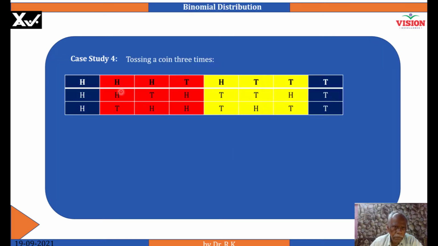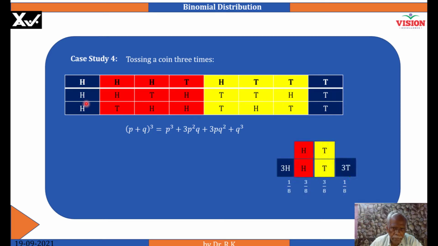Okay. Now, case study 4. Tossing a coin 3 times, it will be like this. And I'm going to use the same binomial expansion, (P plus Q) whole cube. So the probability of 3 heads falling is P cubed, 0.5 into 0.5 into 0.5, that is 1 by 8, 0.125. Similarly, the probability of 3 tails falling is 1 by 8. And the probability of either 2 heads and a tail or 2 tails and a head is 3 by 8. Okay, this is 2 tails and a head, and this is 2 heads and a tail. Only these are all the events possible.